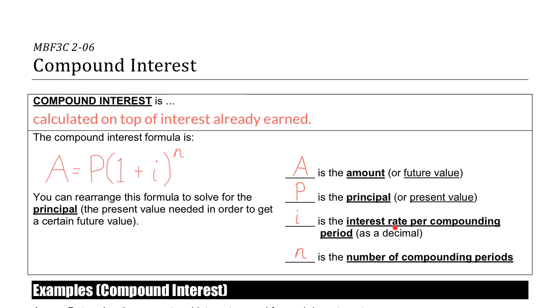I is the interest rate per compounding period. And we're going to talk about that when we go through some examples. Hopefully it'll make a little more sense. N is the number of compounding periods.